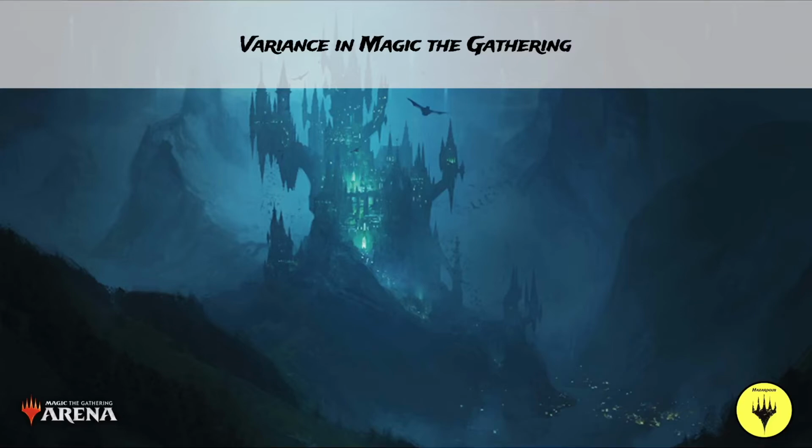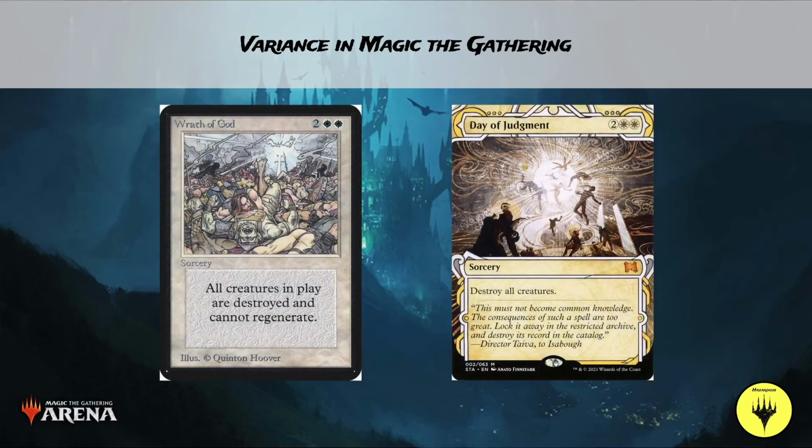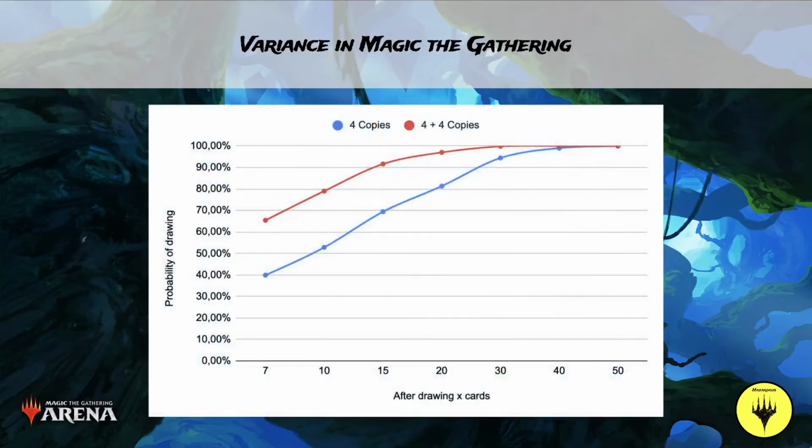Now let's see what happens if you put 4 copies of a card into your deck. That is pretty similar to one of our 4-ofs, like having Wrath of God and Day of Judgment in a deck to reliably sweep the board. As you might have guessed, this pretty much doubles the chance to see at least 1 copy in our starting hand. In this particular case, we want to sweep the board early and often.